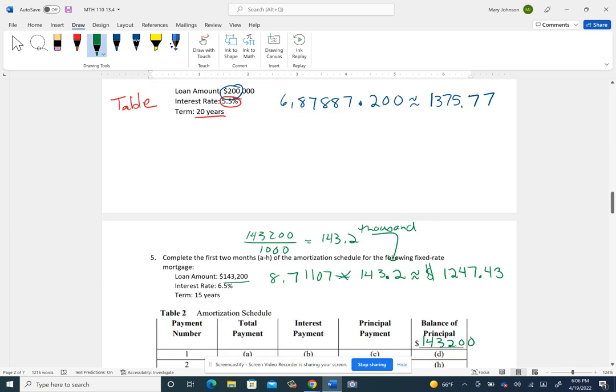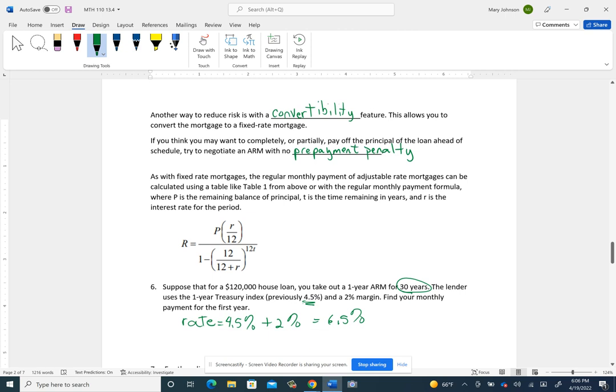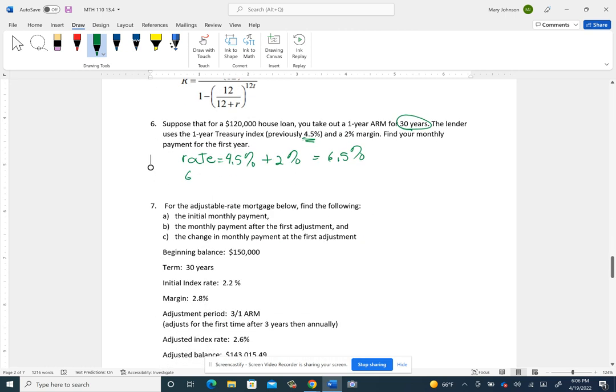6.32068. We're going to multiply that. Since this is 120,000, we're going to multiply it by 120, because that, remember, is the payment on a $1,000 loan. And it's like you're taking out 120 of those. So then you'll multiply those. And what you wind up with on that is going to be around 700 and something.